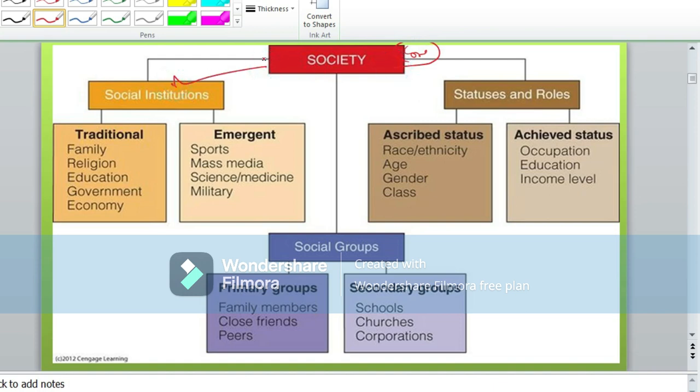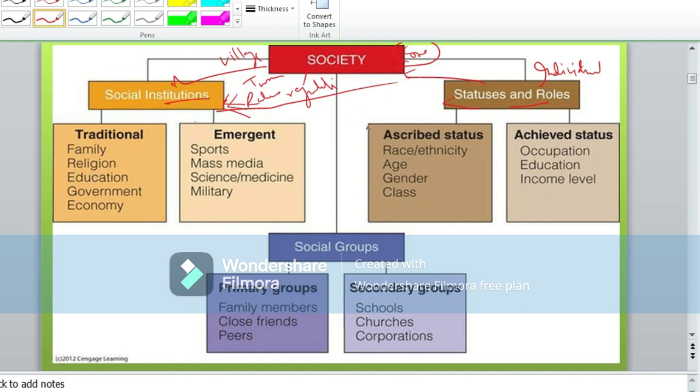Society that you see around your village, your township or your city: there are social institutions, and there are statuses and roles with the individual. So when an individual interacts with society, they abide by the rules and regulations of institutions. These social institutions provide rules and regulations.